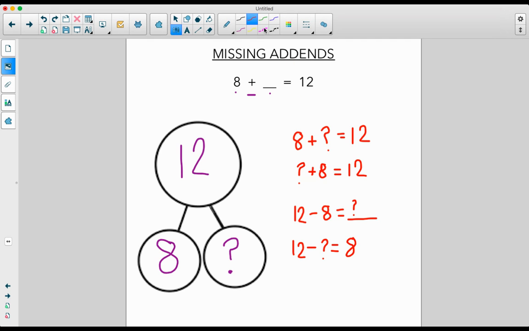If I look at all these equations, I could pick out that this equation shows me something I can do right now. I can start at 12 and I can take away 8. And if I start at 12 and I take away 8, I get 4. So that helps me know that this part will be 4.